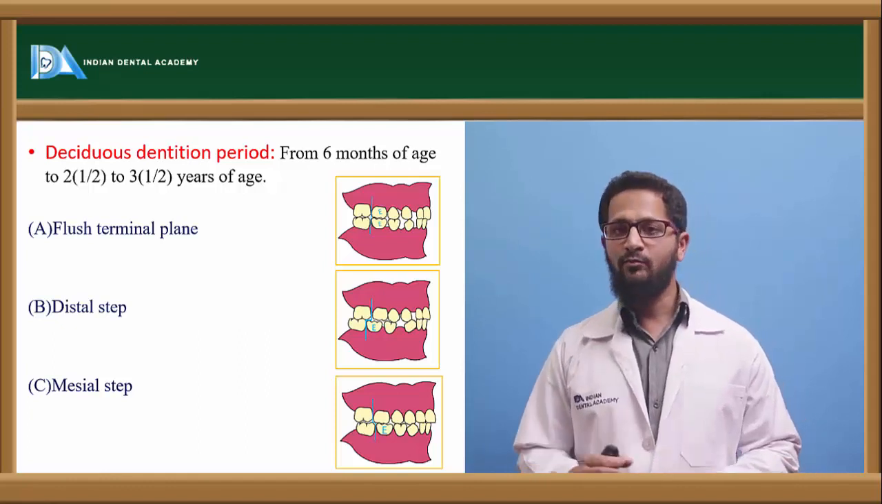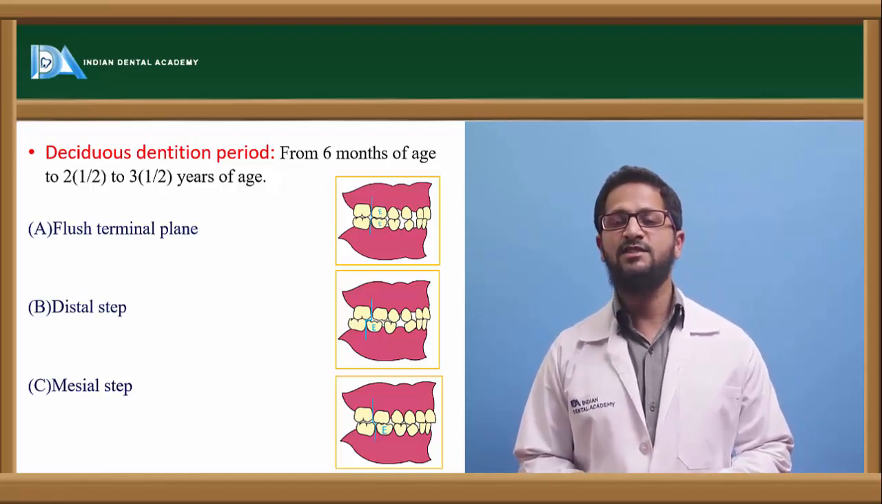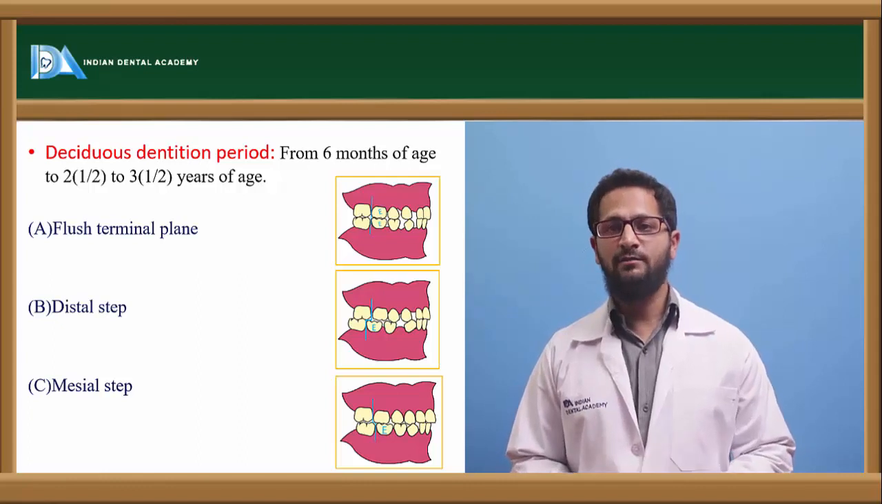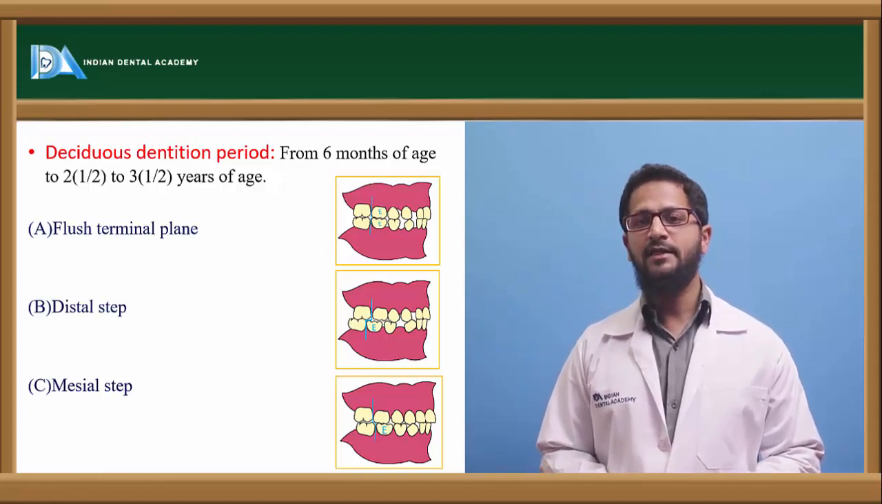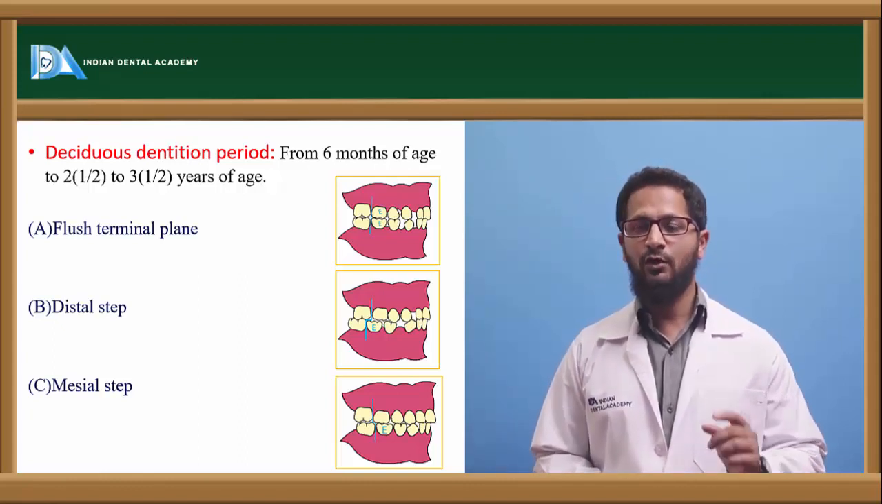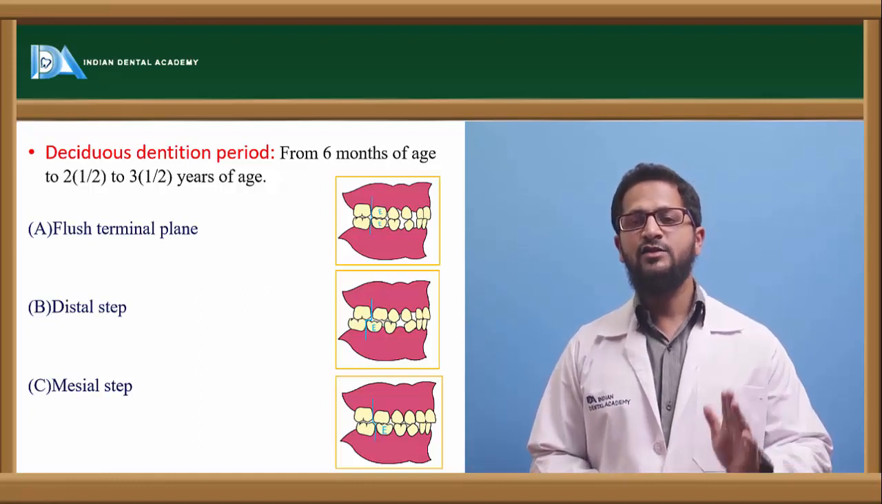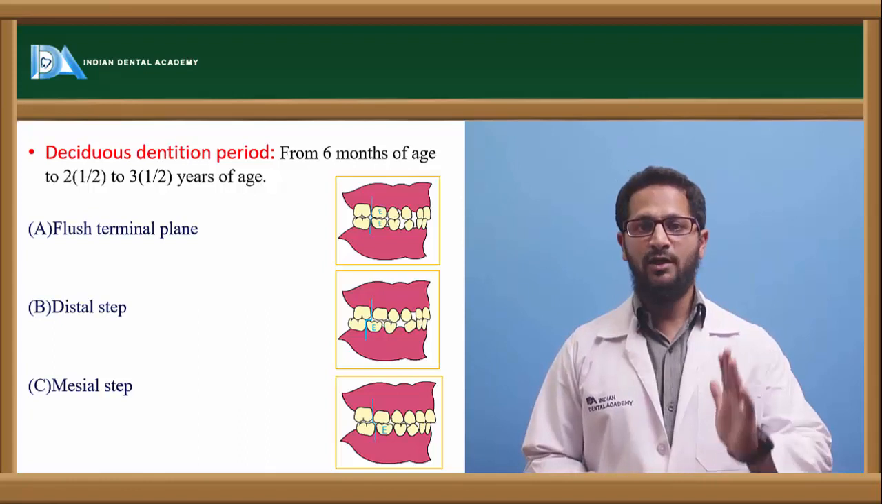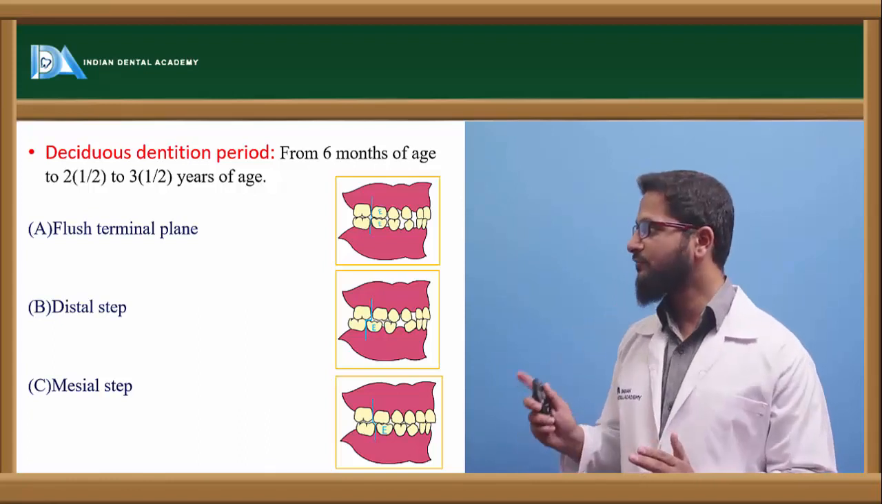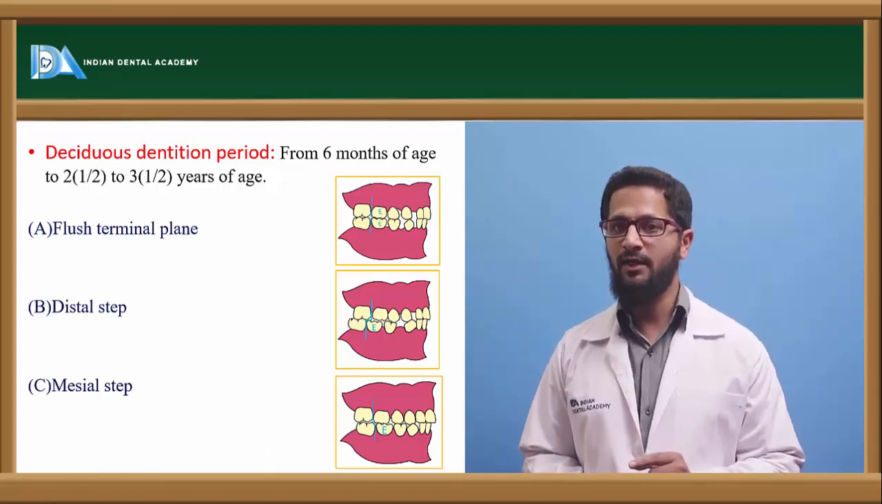Apart from this, another important feature of the deciduous dentition period is the terminal plane. What is this terminal plane? Terminal plane is nothing but the mesio-distal relationship of the upper and lower second deciduous molar. Now, if the distal surfaces of the upper and lower second deciduous molar are in a straight line, as you can see in the first figure, it is called a flush terminal plane.